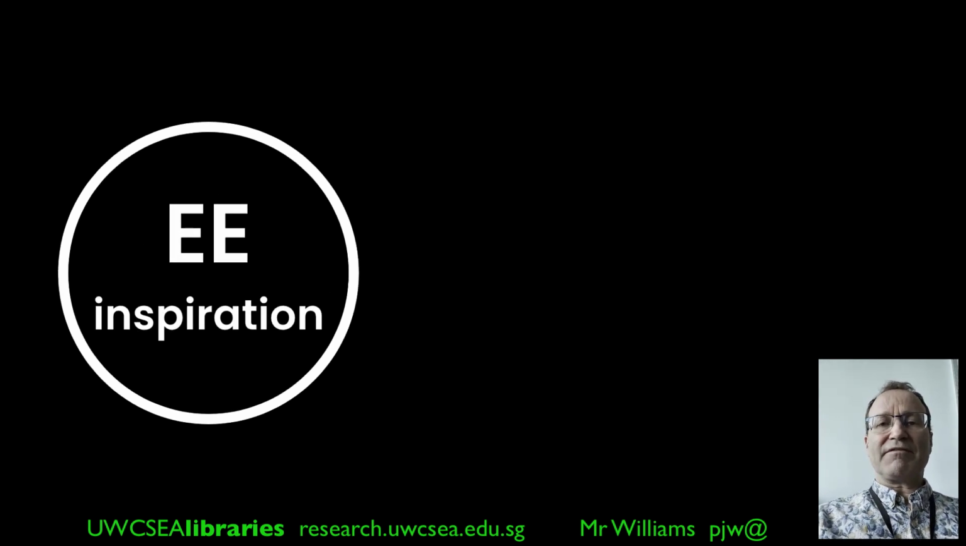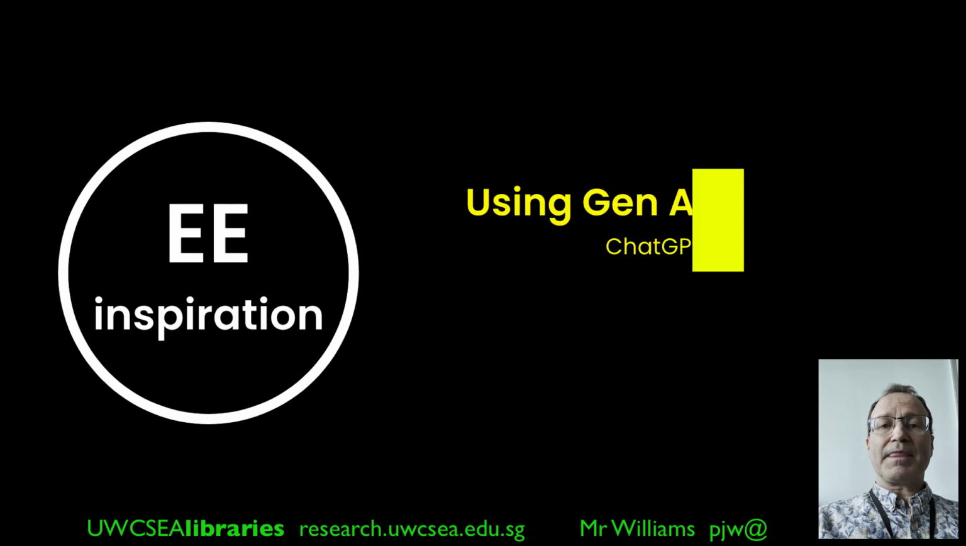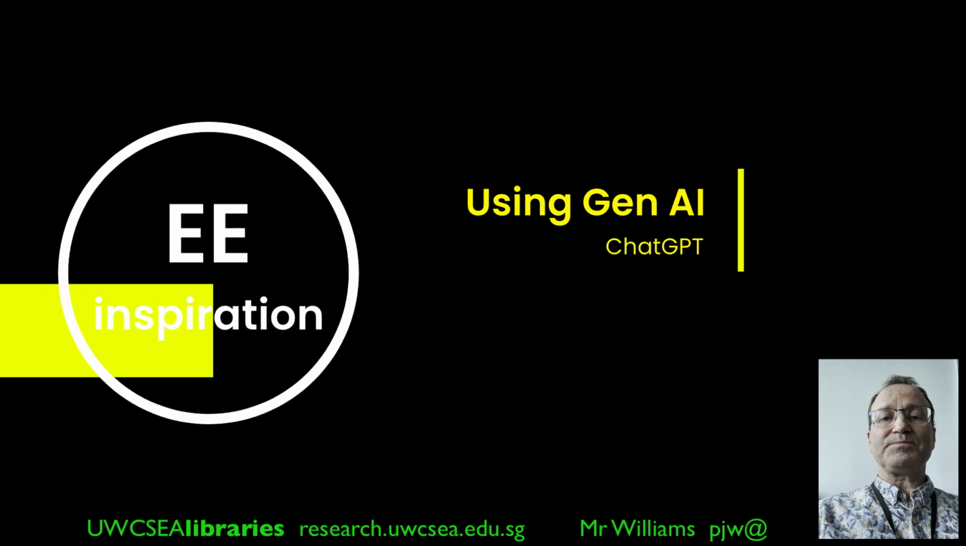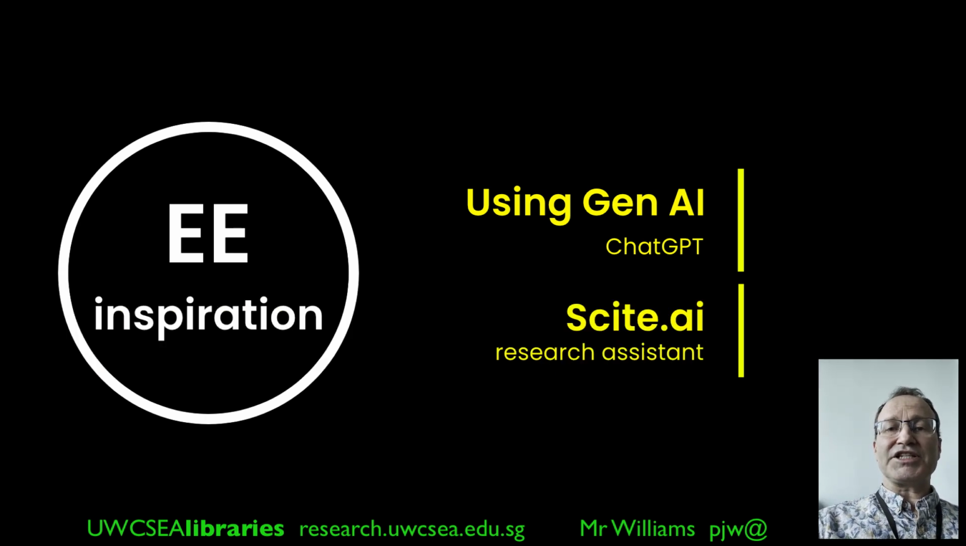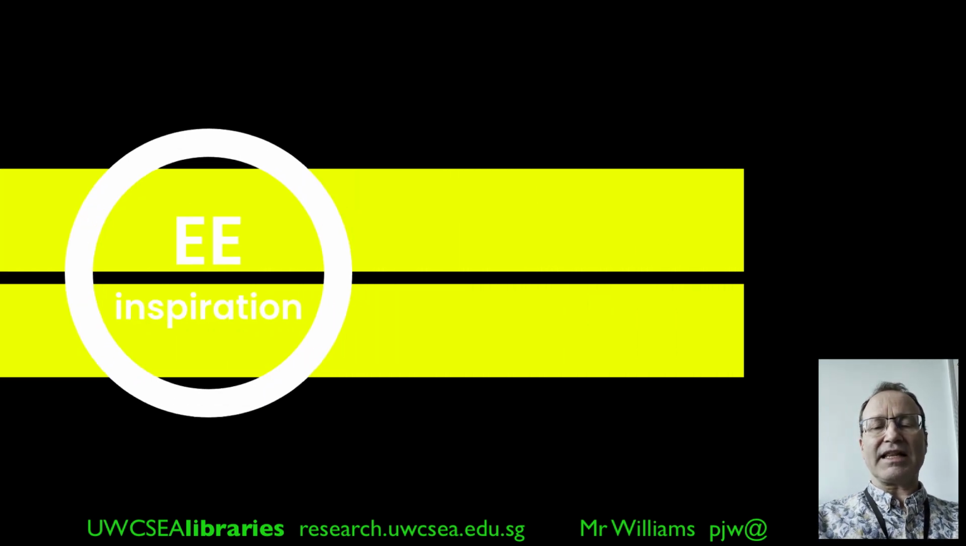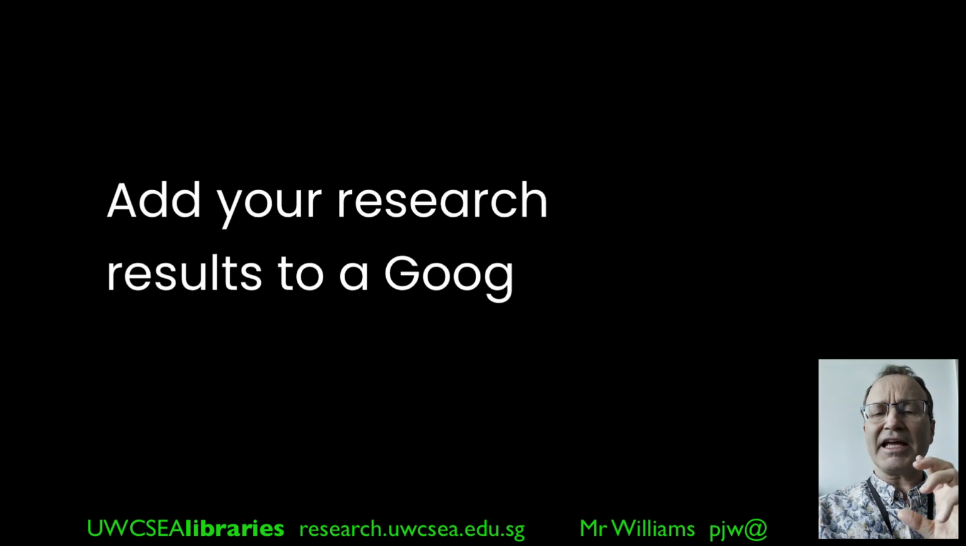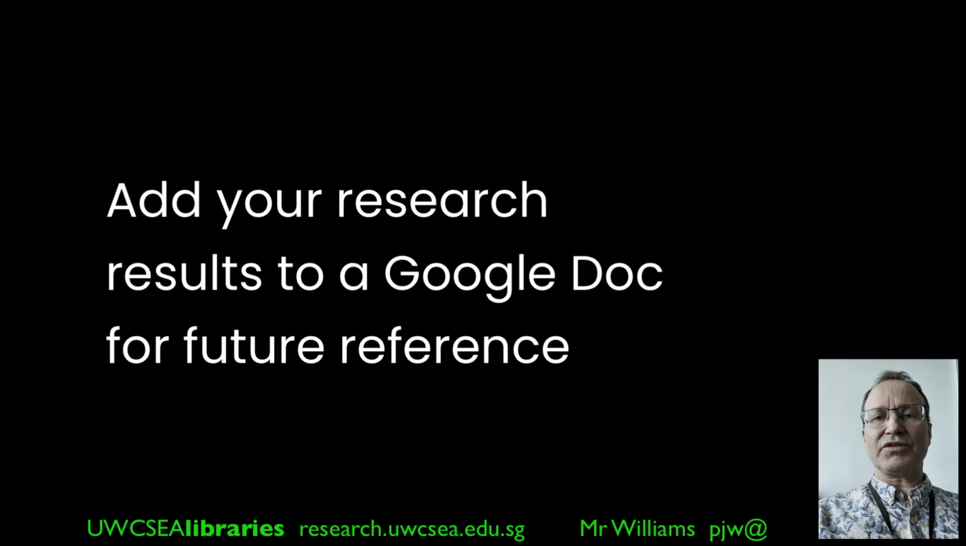So we have explored the way ChatGPT can fabricate information, but still be used as a source of ideas. Then we used a Gen AI research assistant, Scite.ai, which uses AI in a way that is better suited to academic research. So take those findings and that paragraph that you created in Scite.ai, and you can copy that across onto your Google Doc as well.